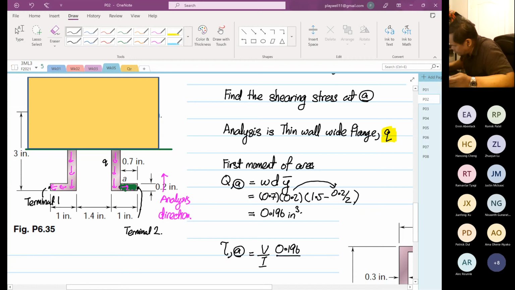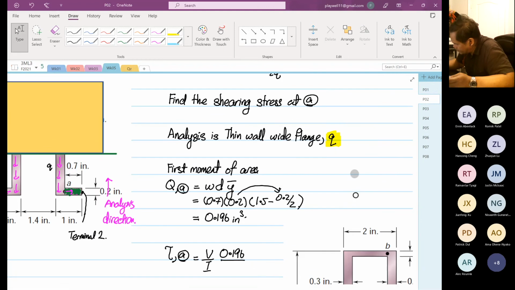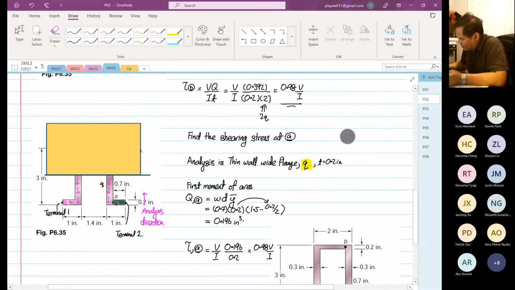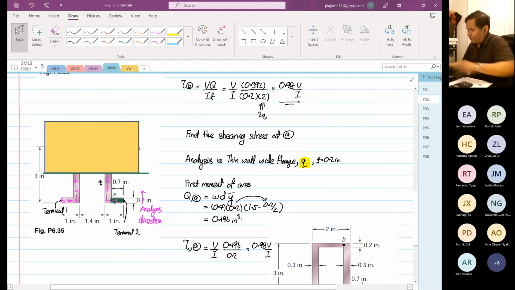Thickness now is, sorry, I did not write out the thickness. So declare the thickness is equal to 0.2. So 0.196 divided by 2, 0.98. Okay, 0.98. So you realize that at both point A and point B, the coefficient for V over I is the same.